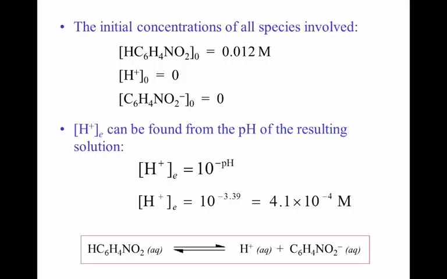And the stoichiometry is 1 to 1 to 1. So actually, this was what was formed. This is also going to be what was formed of the other thing, which is the conjugate base: 4.1 times 10 to the minus 4th. Of course, over here, we're going to put minus 4.1 times 10 to the minus 4th. It's exactly what we did before. All of that from a pH.